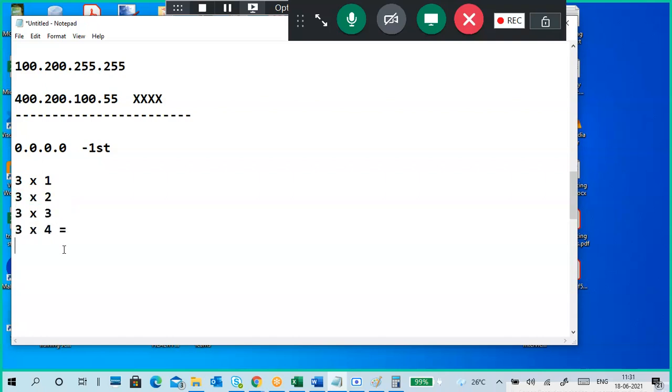So 3 ones are 3, but 3 fours means this only, sir. Yes, right. So 3 fours are 12, meaning 3 added 4 times. 3 fours are like that.